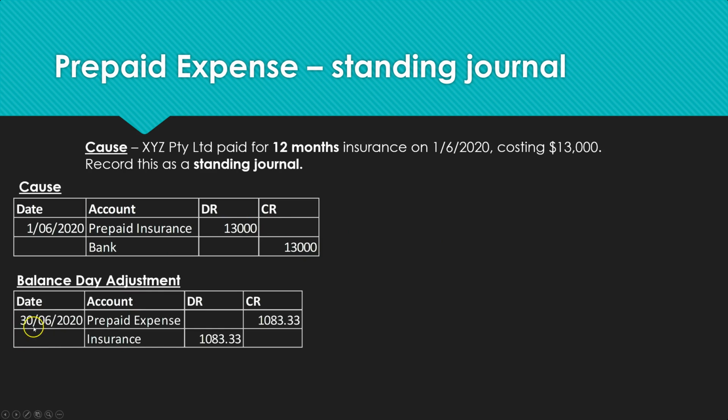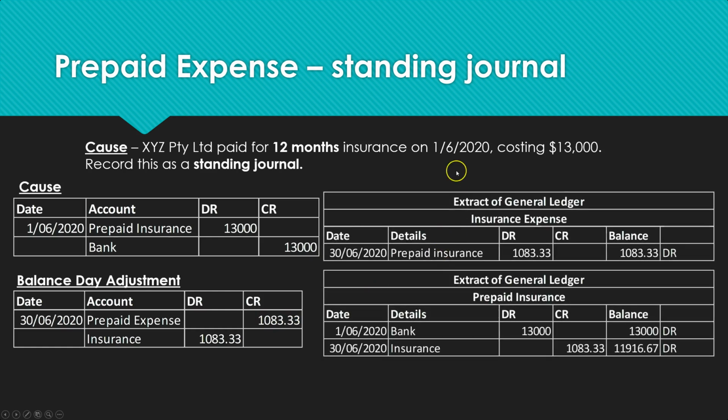And then on the 30th, our balance day adjustment looks like this. We are going to increase our insurance expense account up to the level it should be, so that 1 month. Keeping in mind we haven't got anything in there at this point. We didn't record any insurance expense up here. So we're increasing insurance expense to the 1 month level. And where are we getting that from? Well, we're taking it from our prepaid insurance asset. So we're going to reduce that asset by 1,083.33.